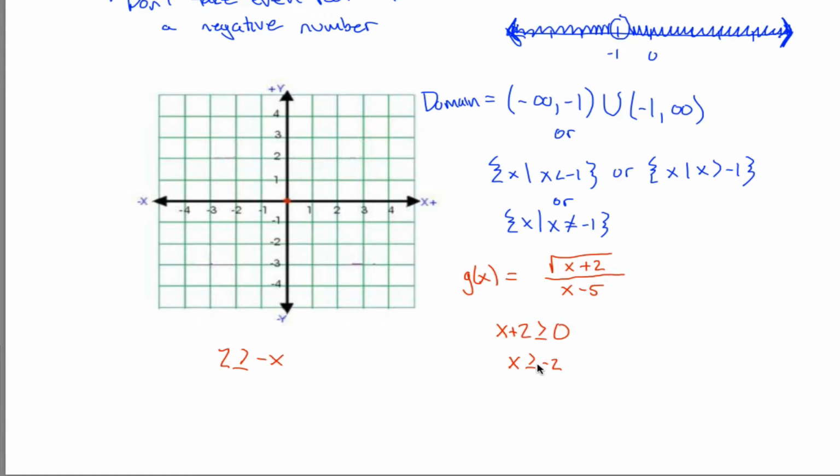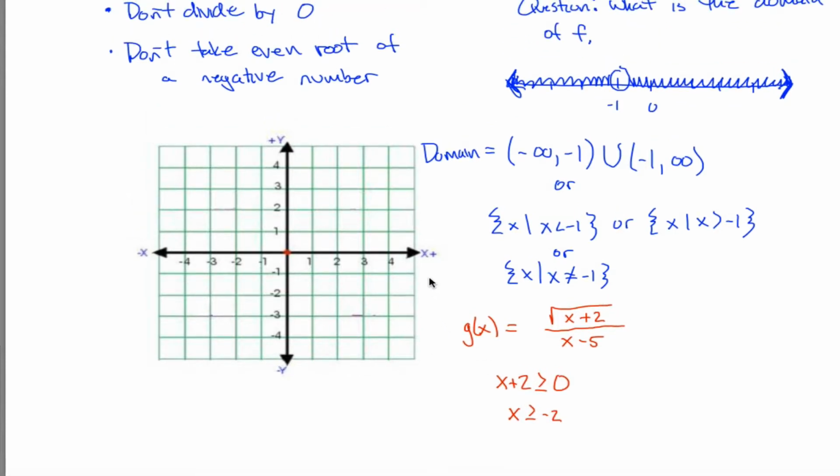At any rate, this whole thing just tells me that my domain, if I'm thinking about the numbers that will not break this machine, I'll start out with all of the numbers that are greater than or equal to -2. In other words, in order to not violate this second rule right here, I'll want my value of x to be greater than or equal to -2. But that's not my answer. And the reason that's not my answer is I still have to worry about this first domain rule. I also cannot divide by 0.